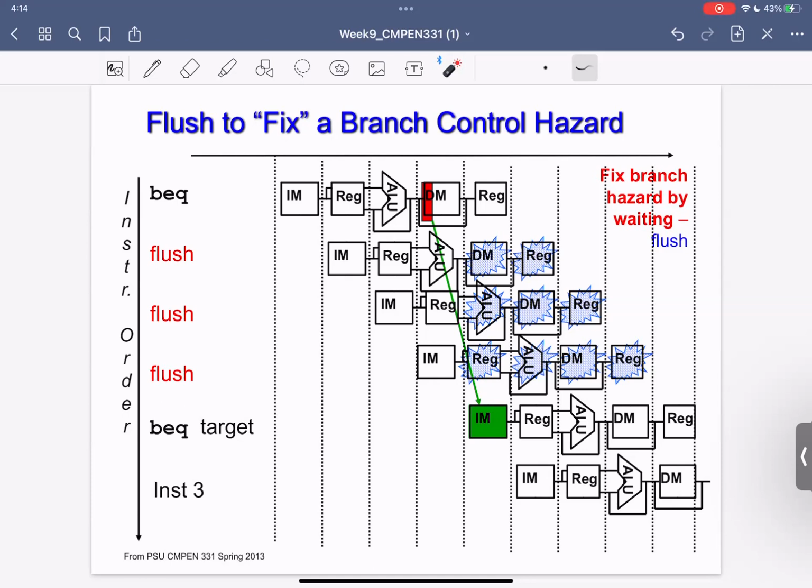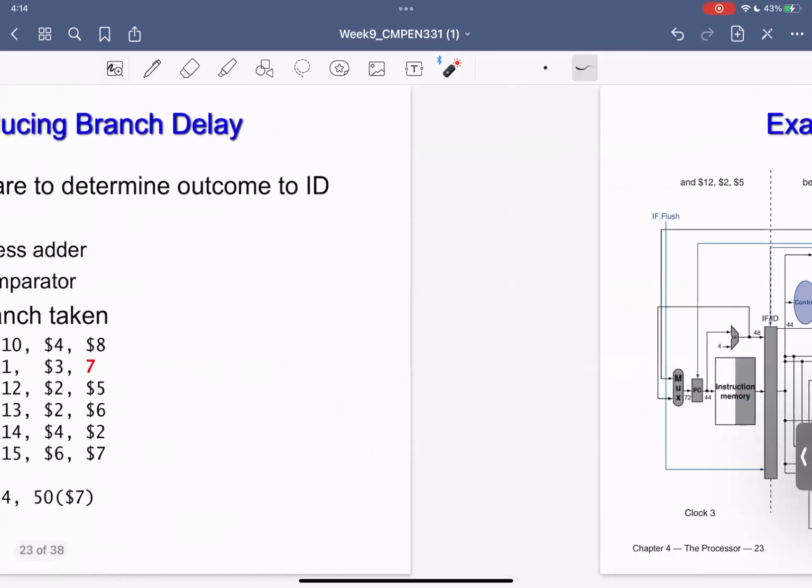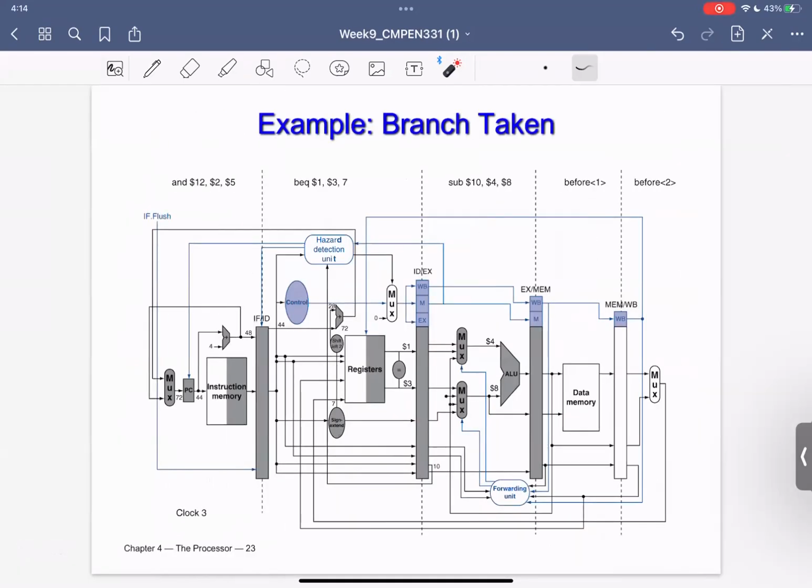How can we think of a solution? How can we solve such a problem? How can we decrease the amount of stalls? How can we reduce the branch delay in this particular situation? We need to think about that, and we'll share with you one of the solutions in today's explanations. As I mentioned, this is supposed to be 7 instead of 28, and then with 7, I'm targeting the correct 72.